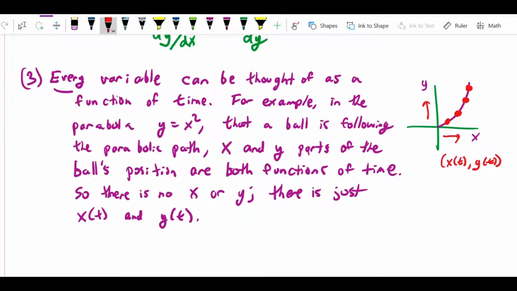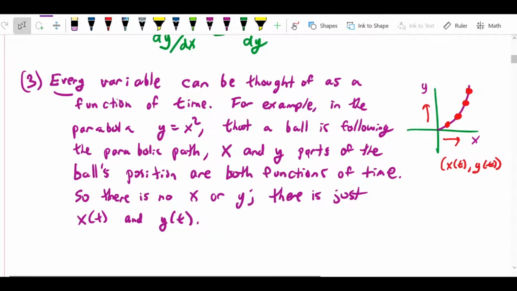So anytime you see an x or a y or a v for volume or an a for area, you have to think of them as though each of these is really x of t, y of t, v of t, a of t. They're all just functions of time. And that's useful because it means we can find their derivatives with respect to some imaginary variable t. So let's just do some examples with those operations.